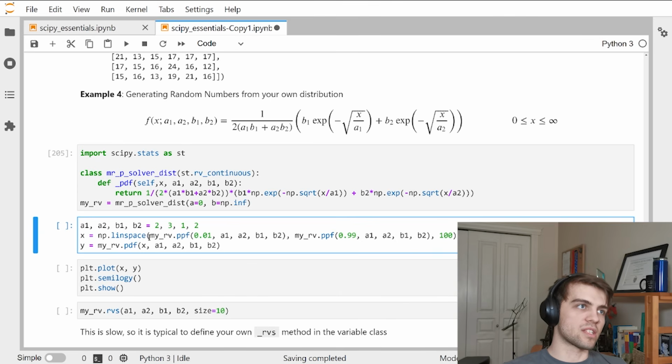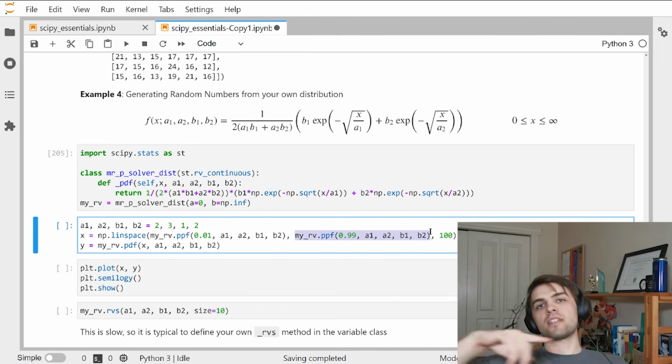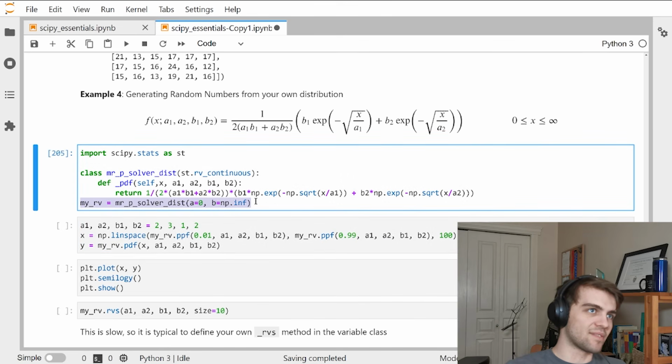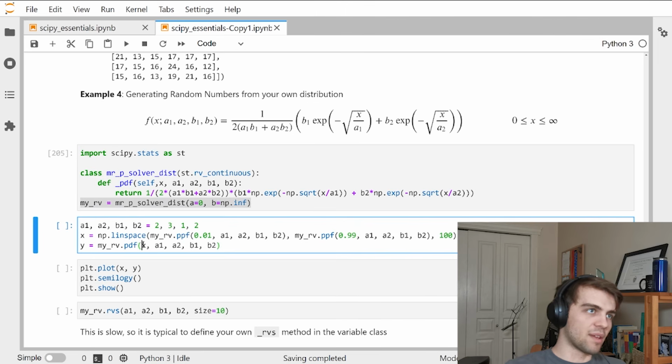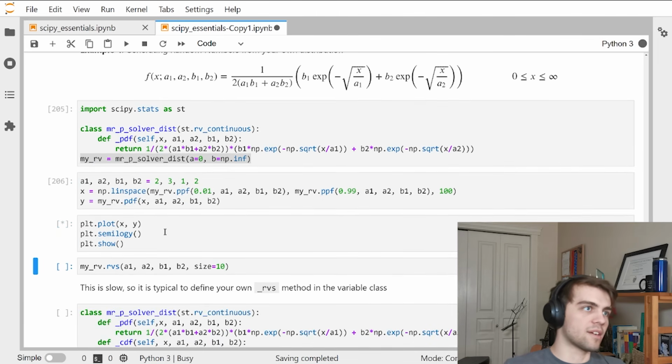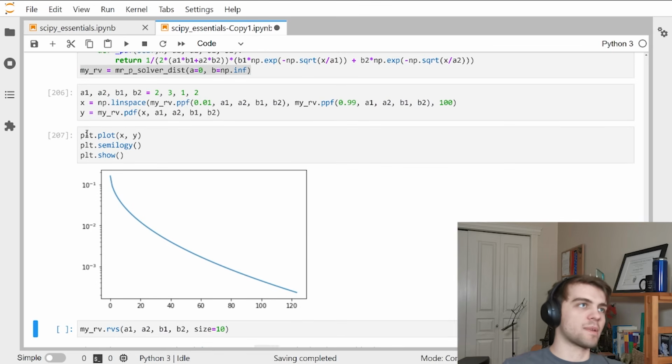100 values. So this says go from this value, which will be close to 0, to this value, which might be very large. 99% of the PDF is contained up to that point. And y, here I'm just plotting the PDF. So I have my random variable, which is an instance of this class. And I'm giving it the values of x and a, and I can plot it. So here I plot it, and I use a logarithmic y-axis. And this is what the distribution looks like.